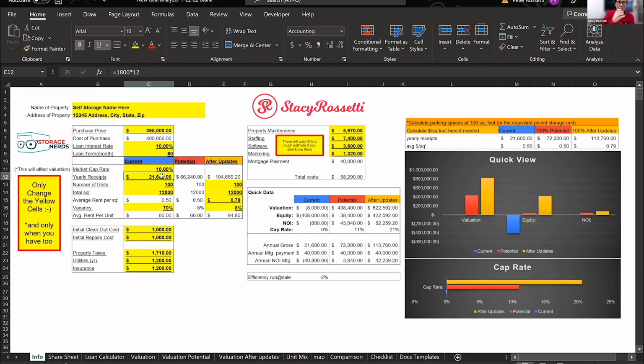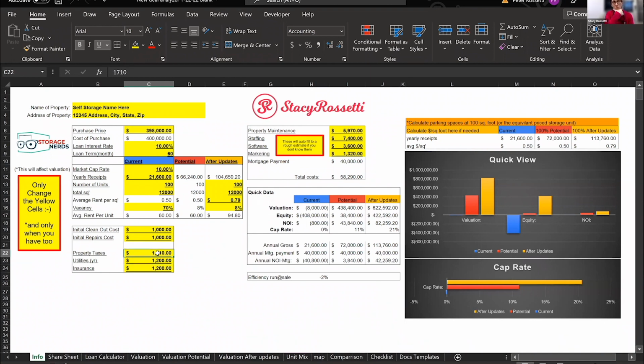You're going to need what we call yearly receipts, which is your annual income. You're going to need the number of units, the total square footage, and also the vacancy: how full is it, or how vacant is it? Then you need any initial work or repairs that need to get done. On top of that, the property taxes, the utilities, and the insurance.